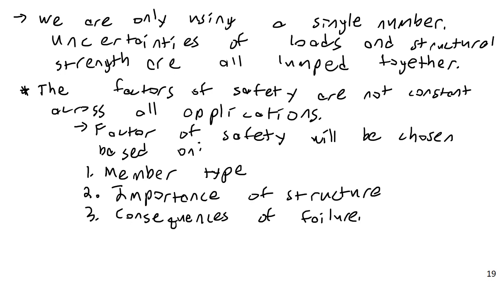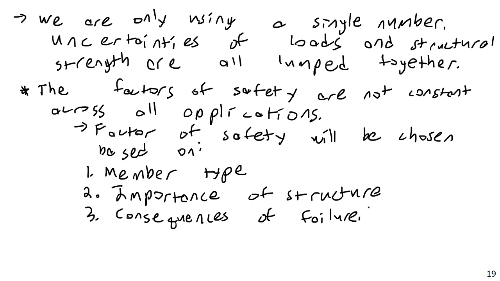Also, types of members. You might use a higher factor of safety for a column than a beam, and the reason for that is if one beam fails, often it'll just be able to shed load to an adjacent beam. But if a column fails, an entire series of beams are going to fall over, and that's going to be a much bigger issue because a single column supports many beams. So the failure of that column, and at least the fracture of that column, is much more catastrophic than a failure of a single beam.